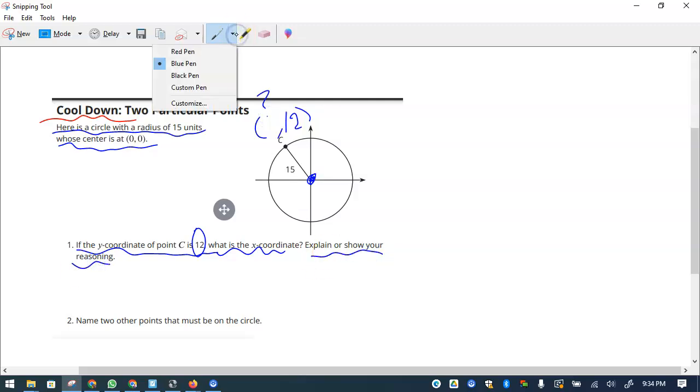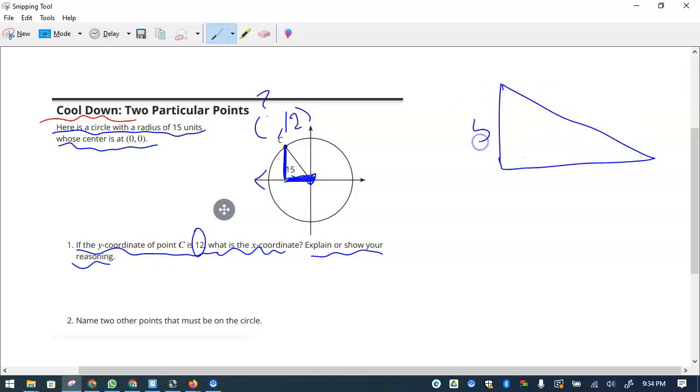So what we can do is drop a 90 degrees here, drop down to the x-axis and make a triangle. Can you see? I'll take this triangle right here, something like this. They give you the y coordinate, because this is the y coordinate, right? So that's the height. So this is 12, the height. This is 90.